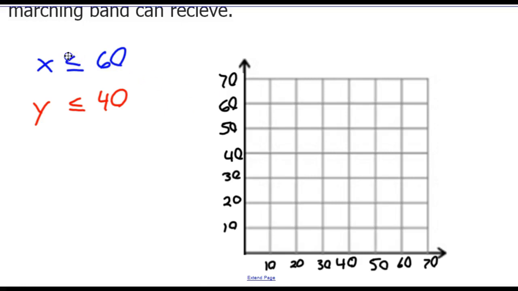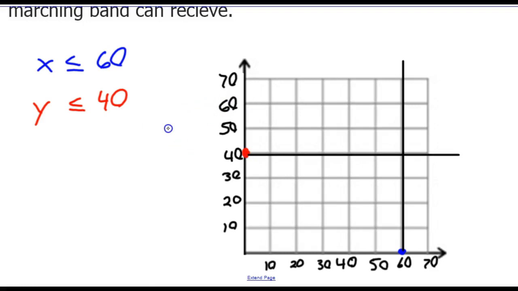Our x has to be less than or equal to 60, so we know it goes at 60 on our x-axis. That's going to be a solid line straight up because it never touches our y. The y is at 40, and that's going to be a solid line that's never going to touch our x.